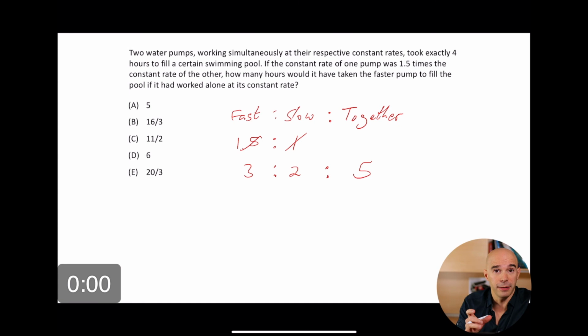But rates are additive. So if his rate is 5 units per hour and my rate is 7 units per hour, together we have a rate of 12 units per hour. You would add those rates together. And that's why I can say that together this would be, how quick are they? They're 5 ratio units of quickness, if you will.